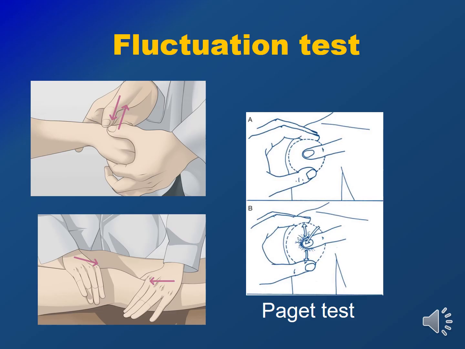If this happens, it means half of the test is done. You change the direction of your left hand, put it in the perpendicular way, and repeat the fluctuation on the top of the swelling. If you feel it in both directions, this means positive fluctuation. This test for small lesions is called the Paget test, and it is a modified method of the fluctuation test.